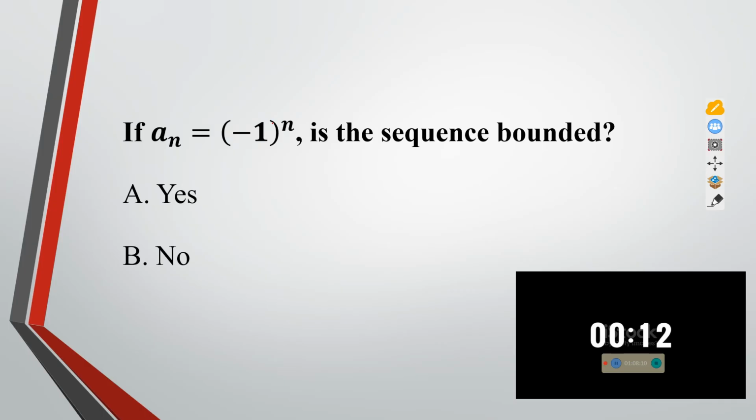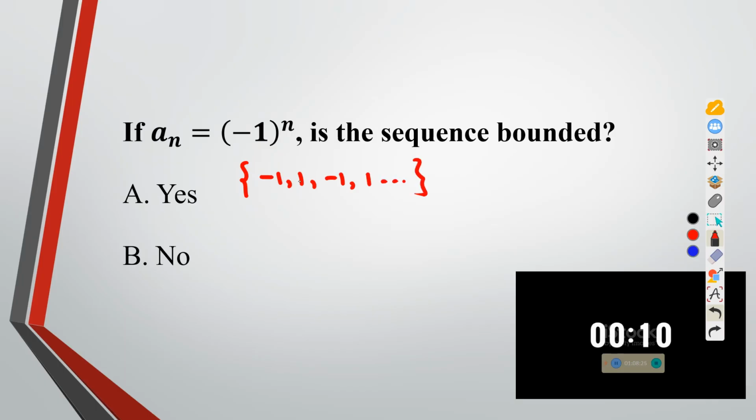So if a_n is equal to this, is the sequence bounded? Yes or no? So this sequence here is bounded. When you look at such a sequence, it alternates between -1, 1, -1, 1. So it does not go beyond -1, neither does it go beyond +1. So it alternates between -1 and 1, and for that case, our sequence is between -1 and +1. So it is bounded between these two values, -1 and 1. So this sequence will be bounded.